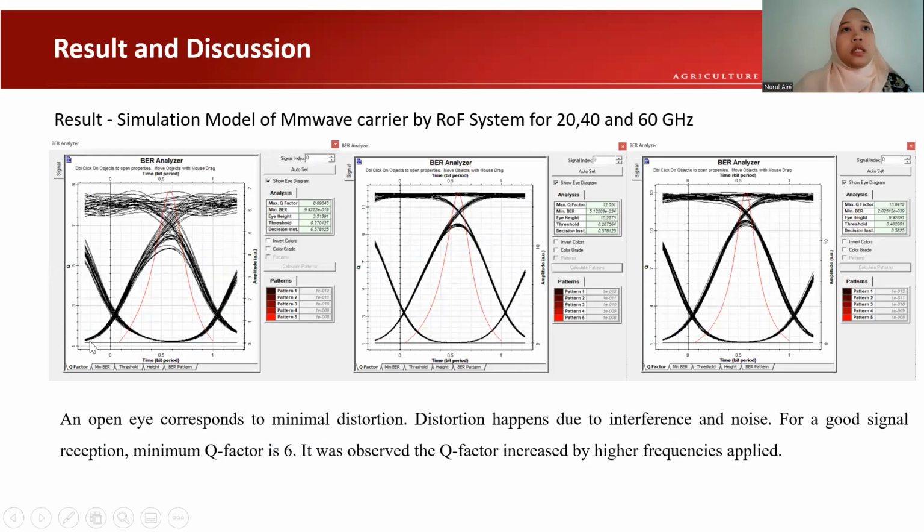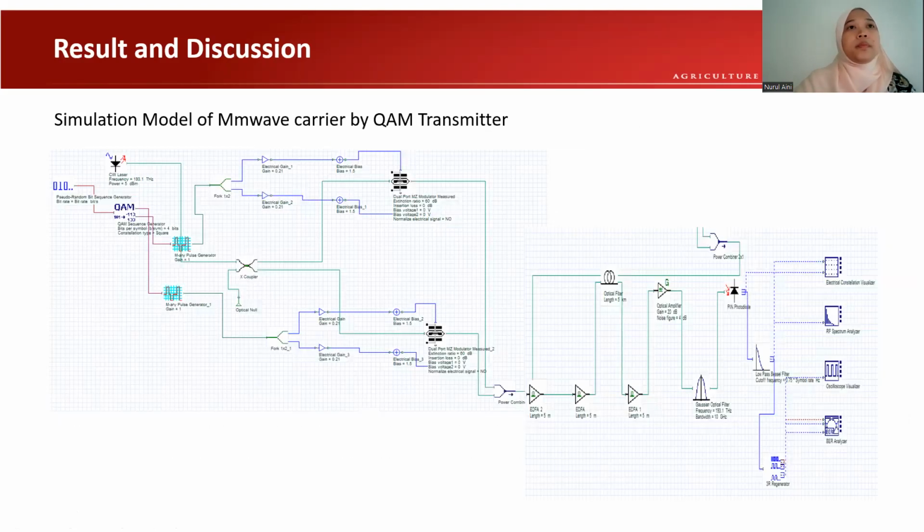So here is the result from the three different frequencies, 20, 40, and 60 gigahertz. We can see an open eye corresponds to minimal distortion. Distortion happens due to interference and noise. For good signal reception, the minimum Q factor is 6. It was observed in this simulation that the Q factor increased with higher frequencies applied.